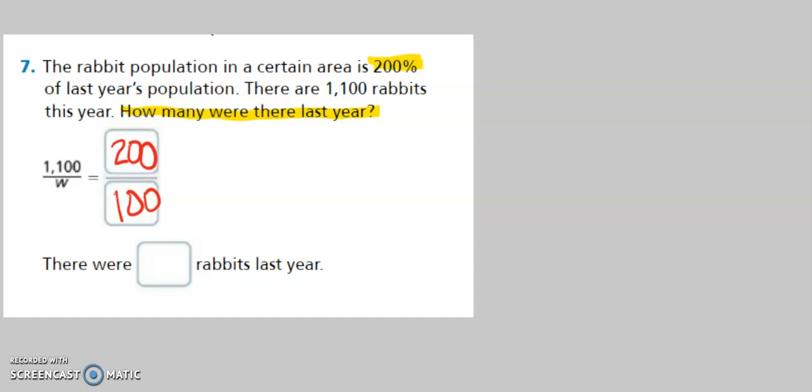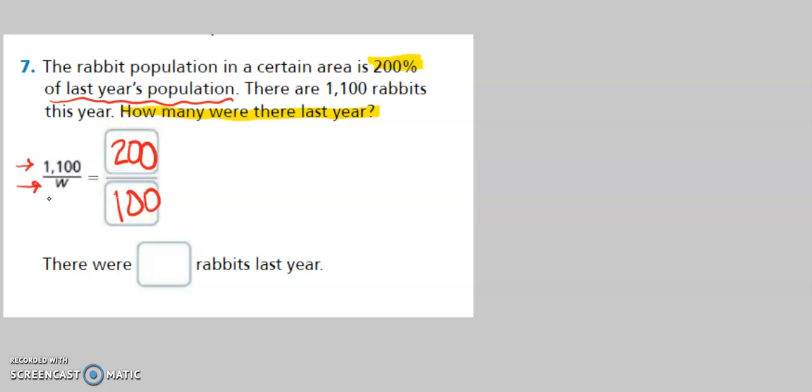And it's already set up for us, but if we hadn't had this, we would know that the reason why the 1,100 is the numerator is because whatever comes after the word "of" is the whole thing. So it says 200% of last year's population. So last year's population is the whole, or the total. Since we don't know that yet, that's why there's a variable for the whole, the W.